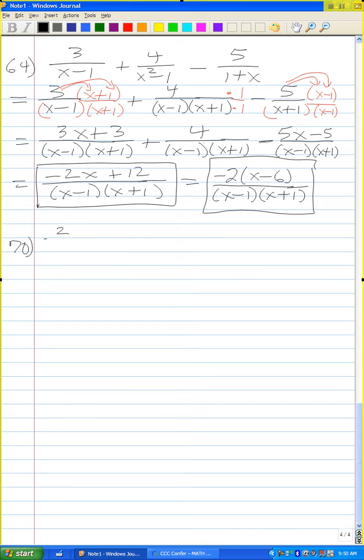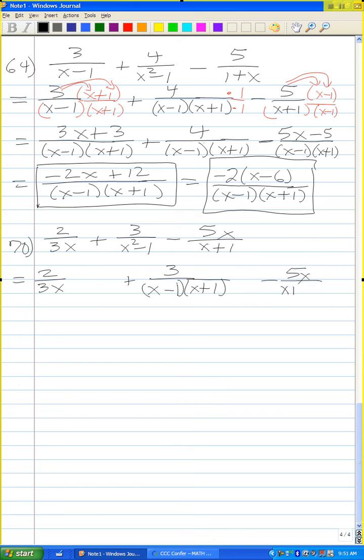Two over 3x plus 3 over x squared minus 1 minus 5x over x plus 1. So let's factor. It's 2 over 3x. It's 3 over, there's a difference of squares, so x minus 1, x plus 1, minus 5x over x plus 1. So the least common denominator is going to be 3x, x minus 1, x plus 1.